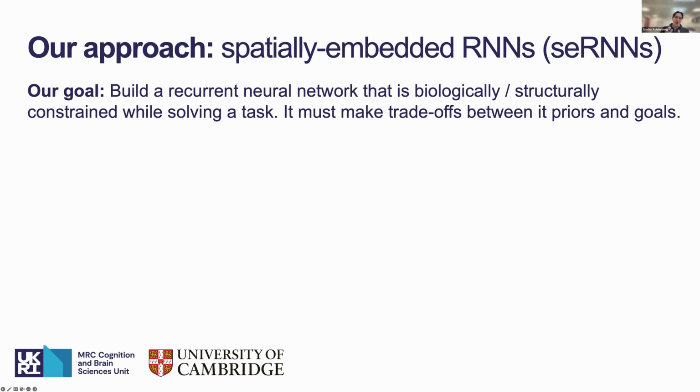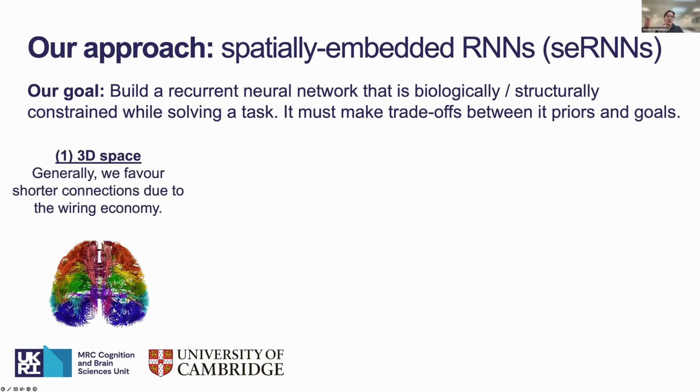So the obvious first question you have to ask yourself is, what are the actual components we want to build into this model? We wanted to start with the very first simple thing, which we've seen in lots of structural connectome research, that the brain is heavily influenced by being in a 3D space. Generally speaking, in 3D space, longer connections are more expensive, and hence the brain tries to avoid long connections if they aren't really necessary to solve the task.